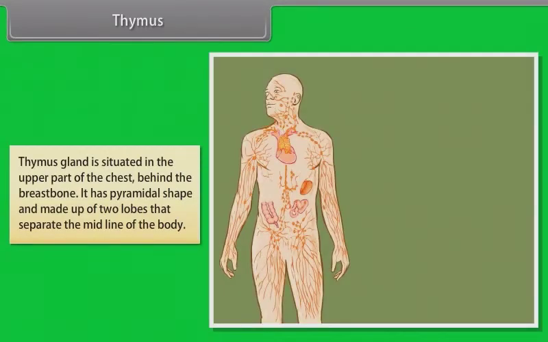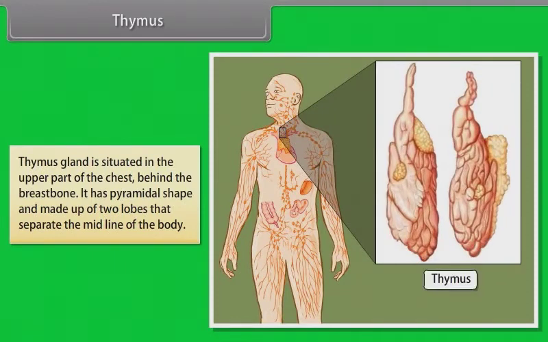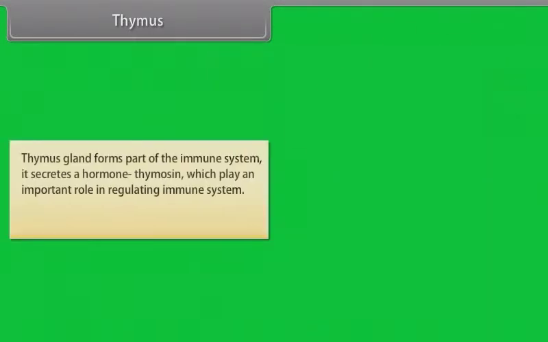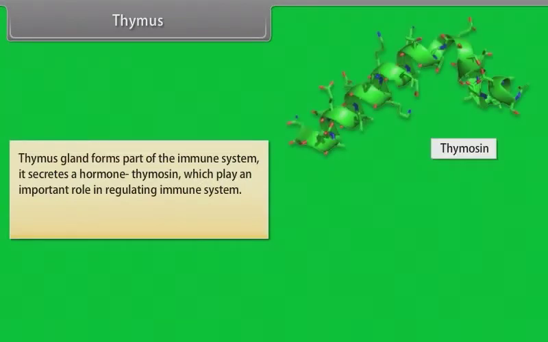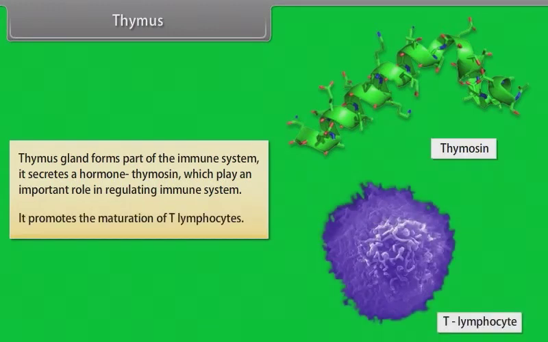Thymus. The thymus gland is situated in the upper part of the chest, behind the breastbone. It has a pyramidal shape and is made up of 2 lobes that separate at the midline of the body. The thymus gland forms part of the immune system. It secretes a hormone, thymosin, which plays an important role in regulating the immune system. It promotes the maturation of T lymphocytes.